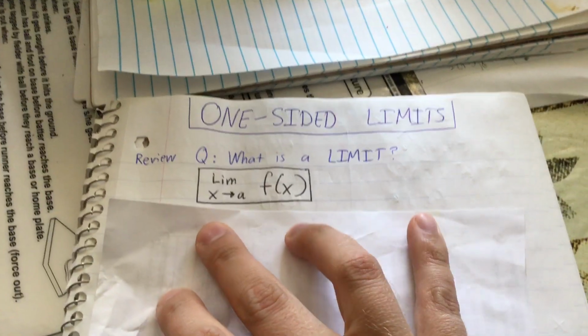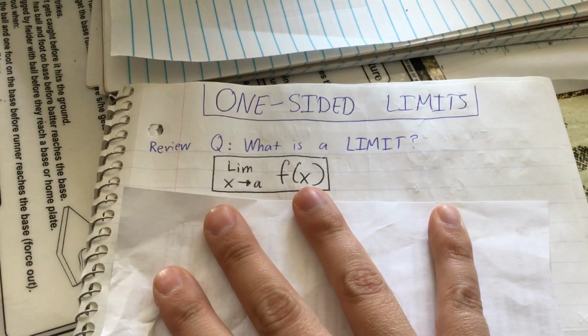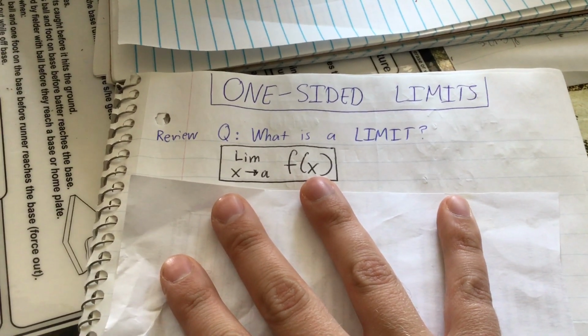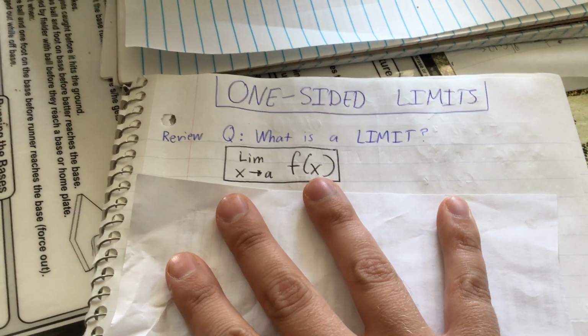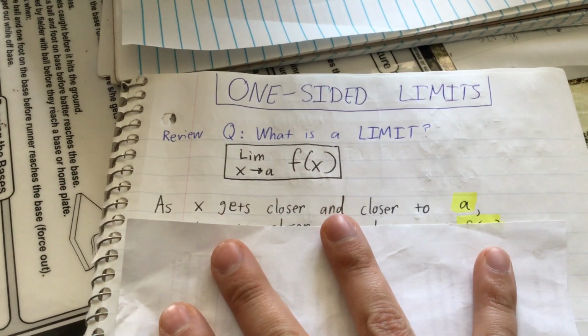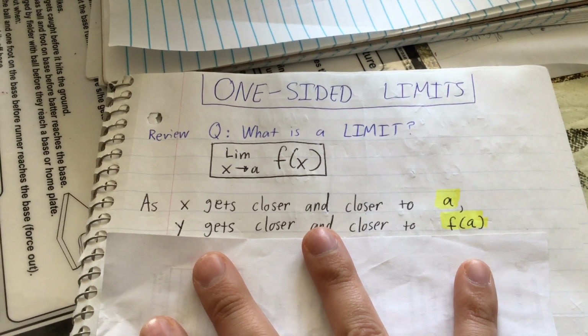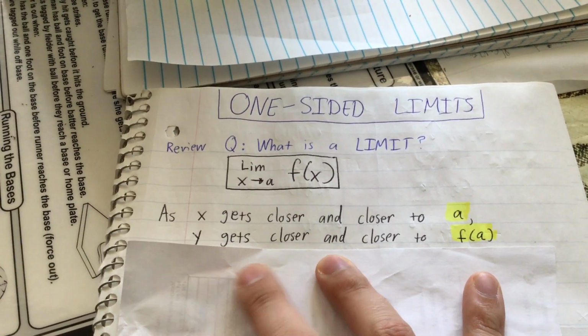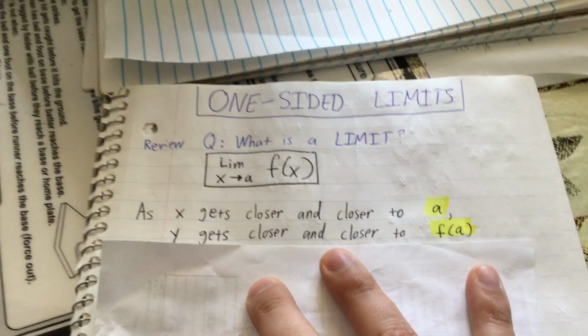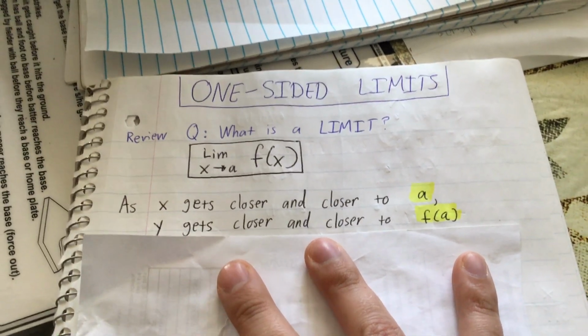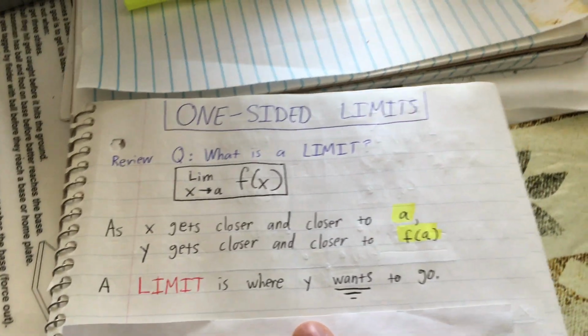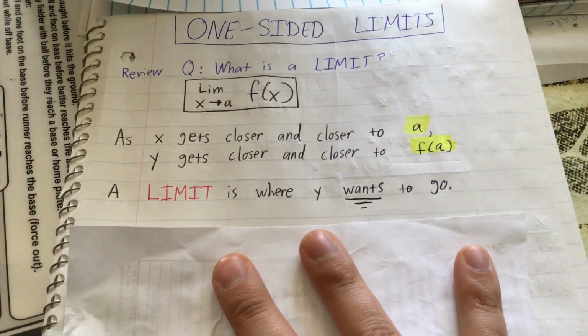Let's just say I give you a standard function f of x, and we want to evaluate the limit as x approaches a. Well, a limit means as x gets closer and closer and closer to a, y gets closer and closer and closer to some f of a. In other words, a limit is where y wants to go.